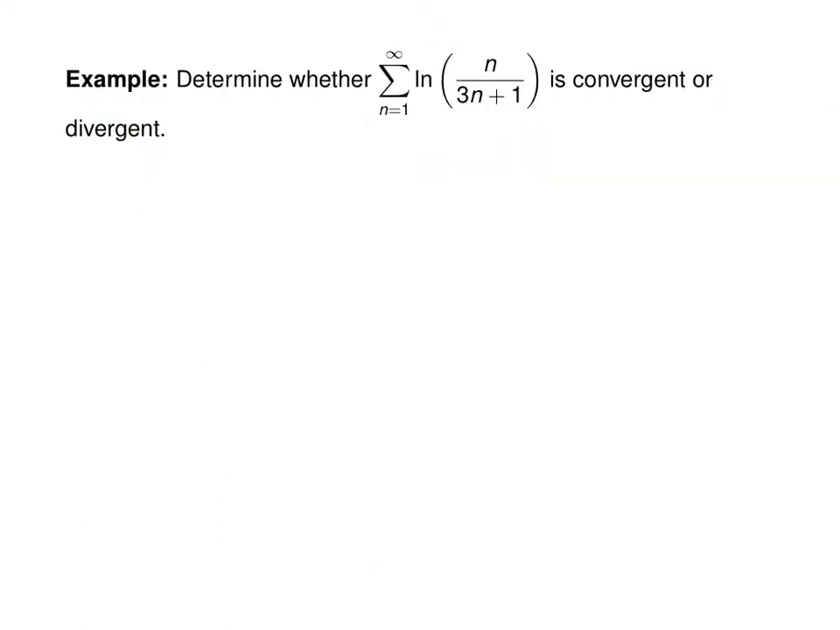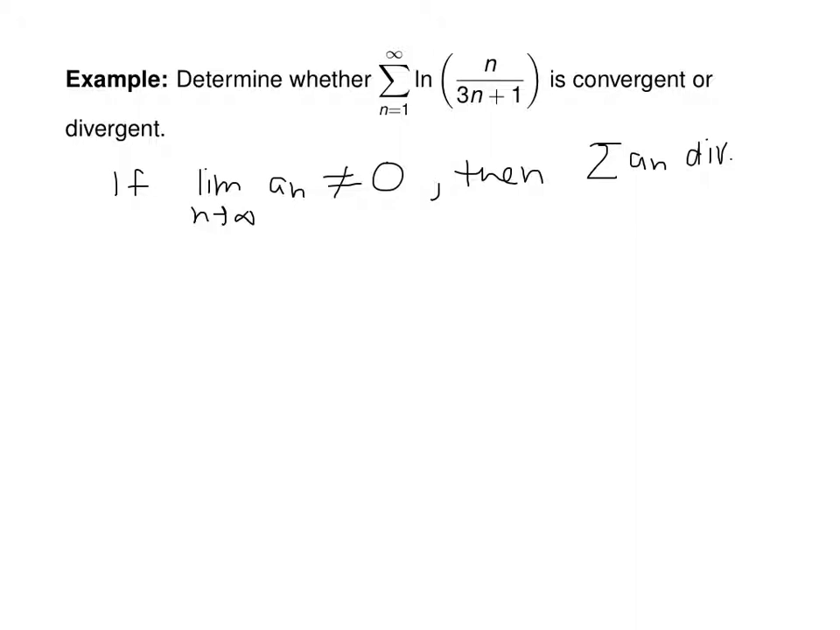Now, one of the final tools we had in a lesson where we were introduced to series was the test for divergence. What the test for divergence said is that if the limit as n goes to infinity of the a sub n, so the terms of your series, is not equal to 0, then the sum of a sub n's diverges.